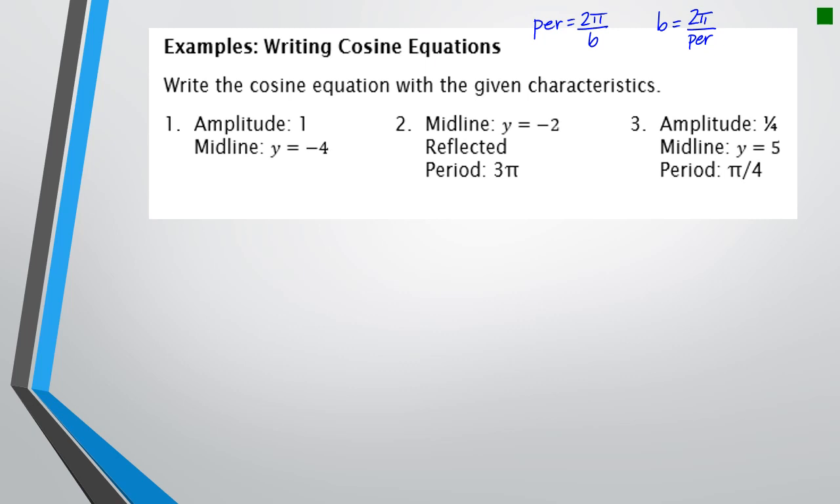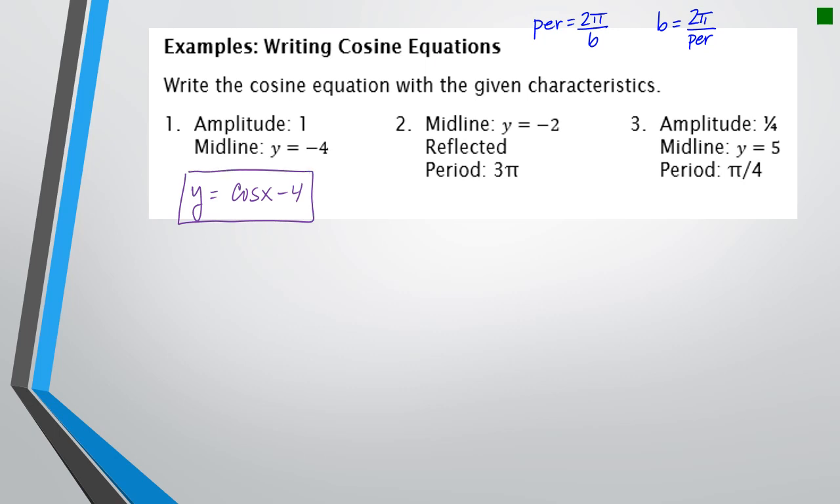So for number 1, we don't actually have to worry about what I just wrote up there. We have an amplitude of 1. That's the number that goes in front of cosine, but since it's 1, I don't have to write it. So I'm just going to write cosine of x, and then midline goes at the end of our equation, so I'll just put that -4 there. And that would be your final answer.